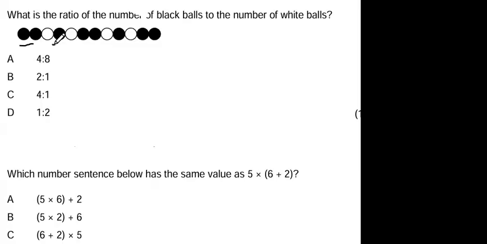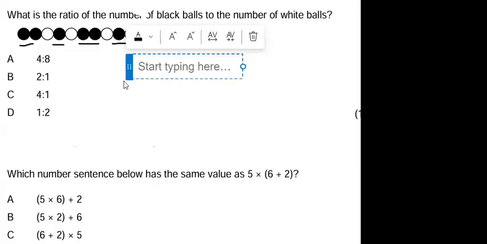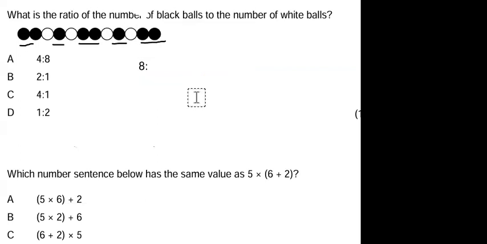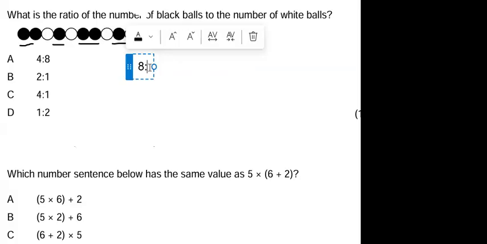So we have 2, 3, 4, 5, 6, 7, 8. Why do we do that, guys? We're supposed to put the black one first. So we have 8 black, and then we count the number of whites. 1, 2, 3. Let me see. 1, 2, 3, 4. So it's 8 to 4, but we're not going to see 8 to 4 there, right?